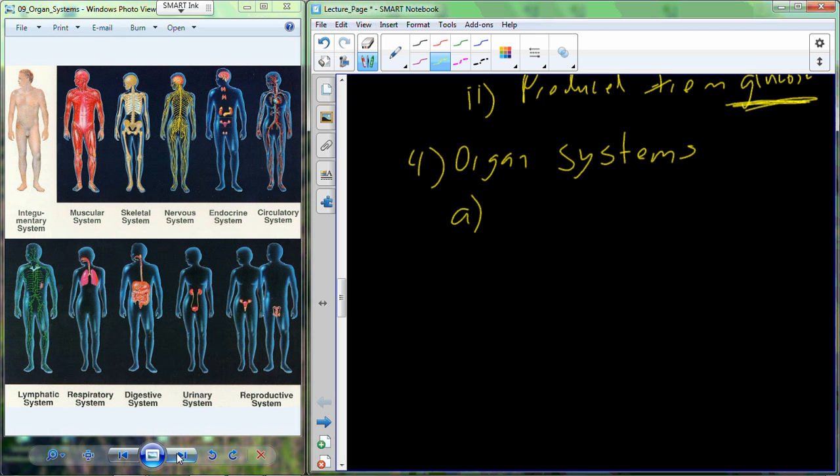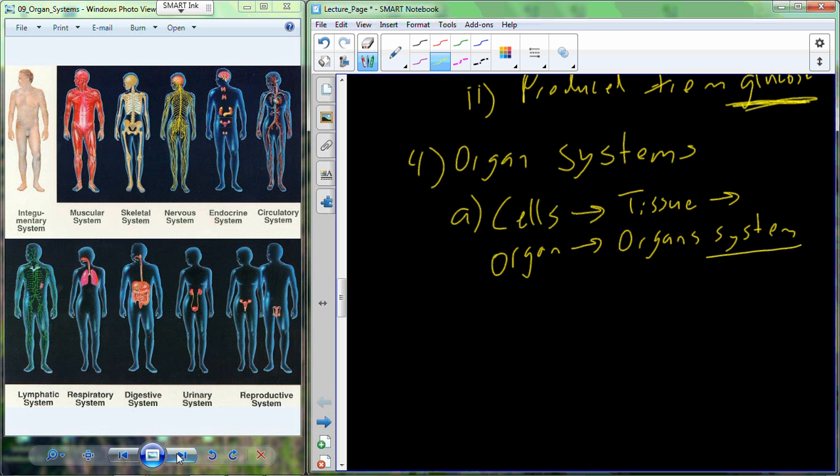So again, this hierarchy: we just discussed in some detail cells. Now I begin to take different types of cells, put them together, what do we call that? Tissue. Take my different tissues, put them together, I now have an organ. So the organ system, we're going to spend most of our time dealing with these organ systems. And then lastly, you have the whole organism.